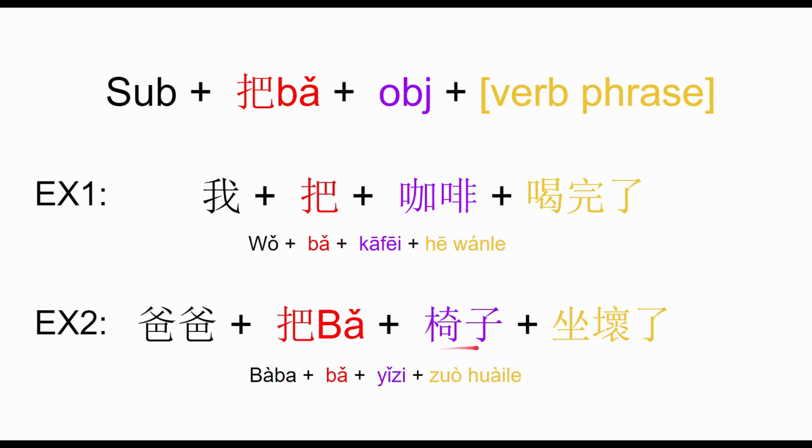Yeah. I'm not sure with the verb phrase, but I guess because the action is to sit, it should be 坐. Yeah. And then the result of the action is broken. So I should add 坐 with 坏了, which means broken, right? Yeah, all correct. So please say the whole sentence again. Okay. 爸爸把椅子坐坏了. 没错, you got it. Well done. Oh, thank you.